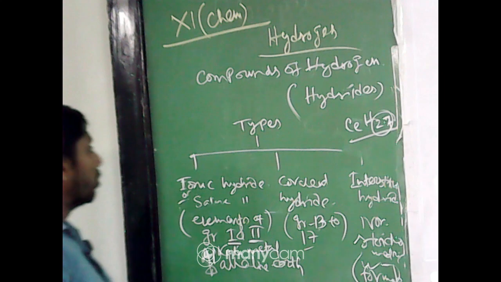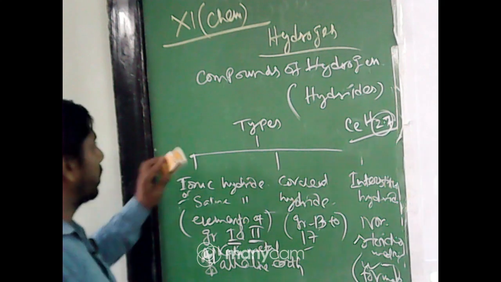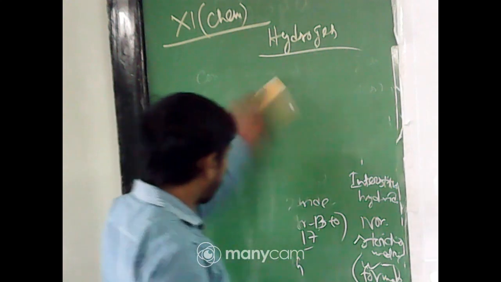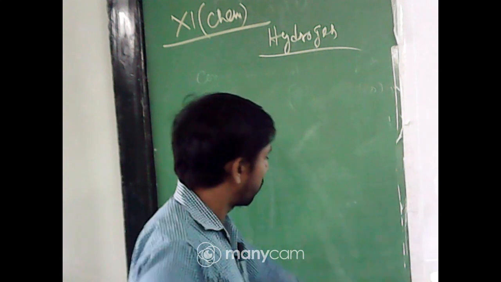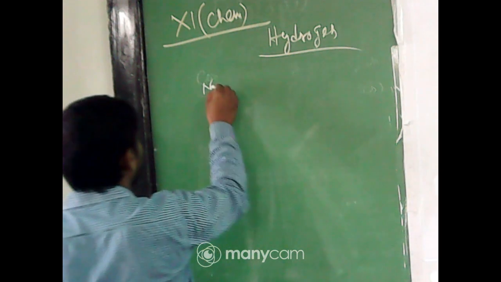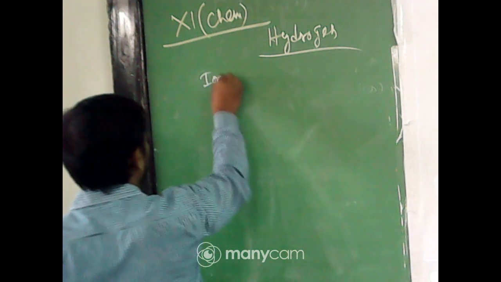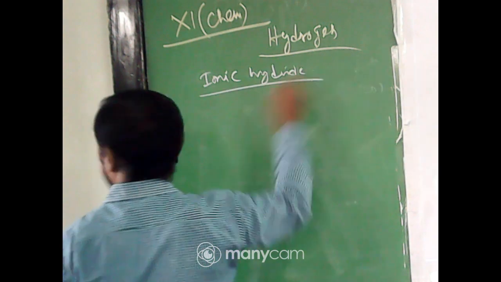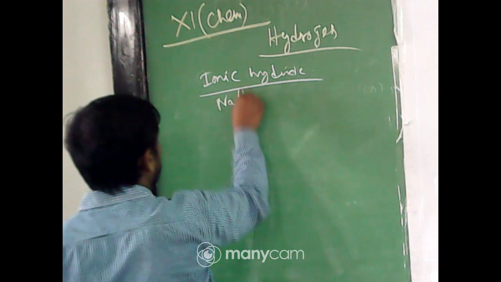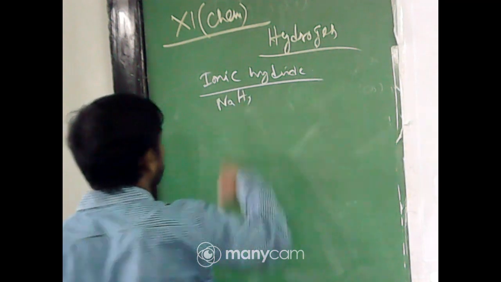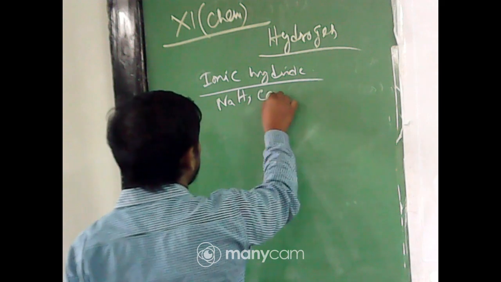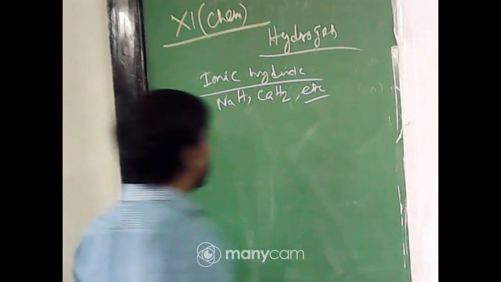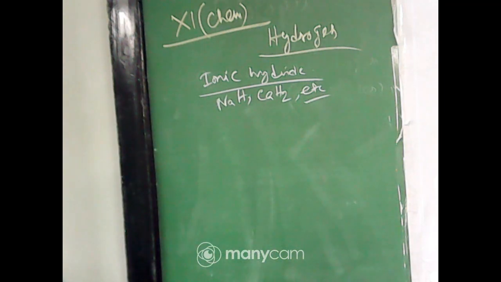Now, coming to the details of the ionic hydride. Why is this called ionic hydride? Examples of this kind are sodium hydride, potassium hydride, calcium hydride, etc. These are the examples of ionic hydride.